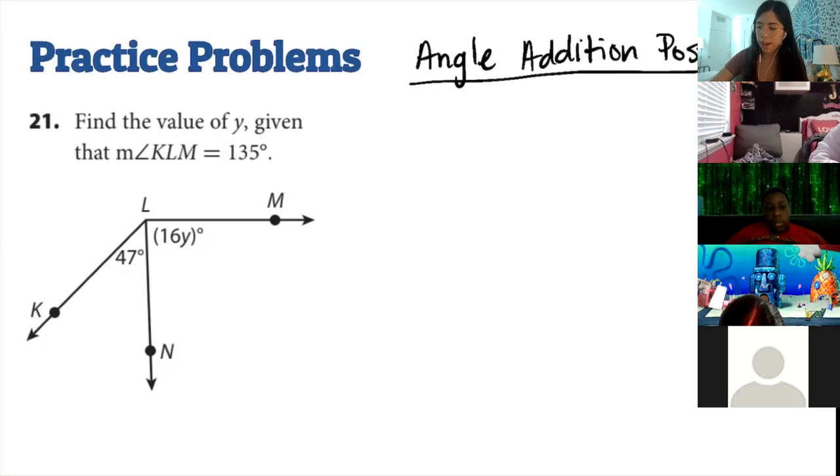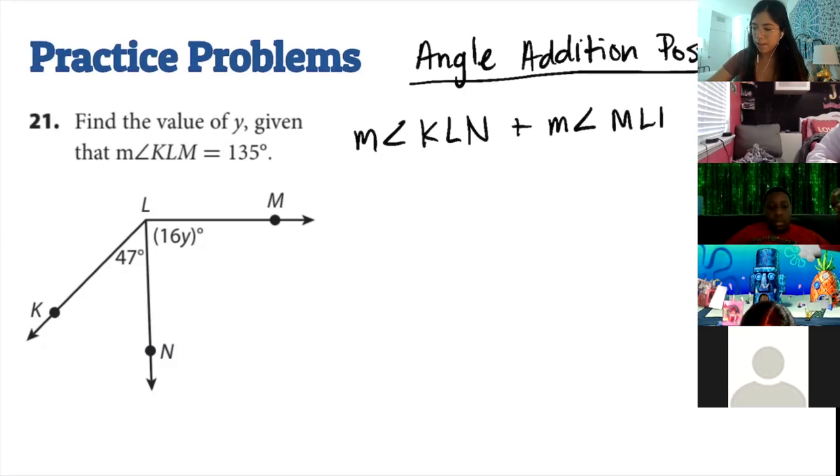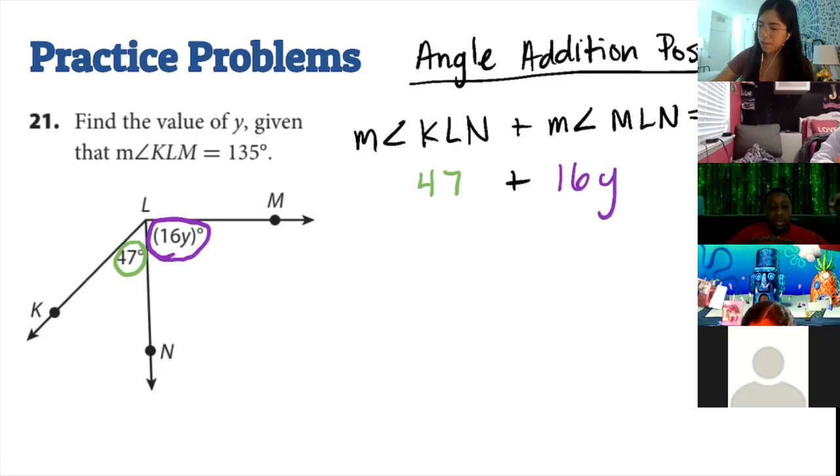So I'm going to set up my equation. I know that the measure of angle KLN is 47. And then I'm going to add that to the measure of angle MLN, and that's going to equal the measure of angle KLM. So the two smaller ones equals the big one. Like Tyrone said, KLN, that's this one right here, 47. I'm not going to write the degrees because I don't need it until the end. So 47 plus the other small one, 16y, equals, what's the biggest one measure? 135.